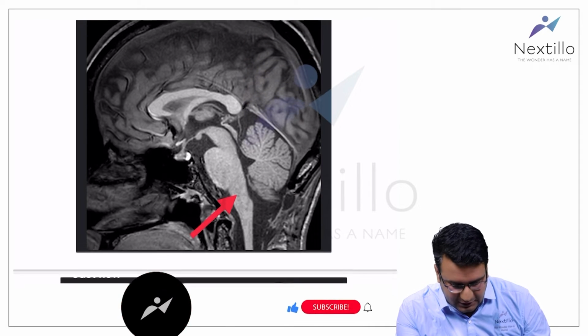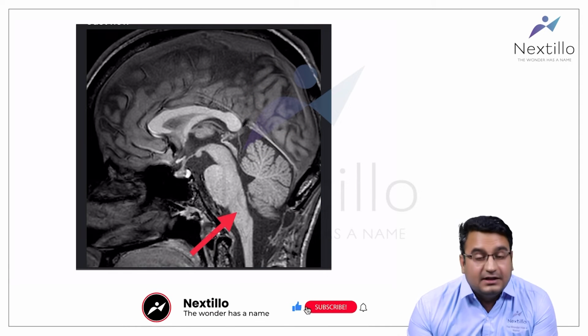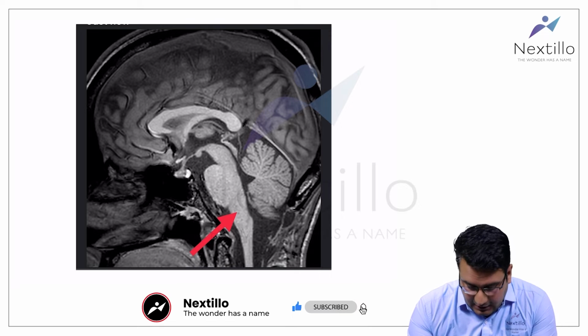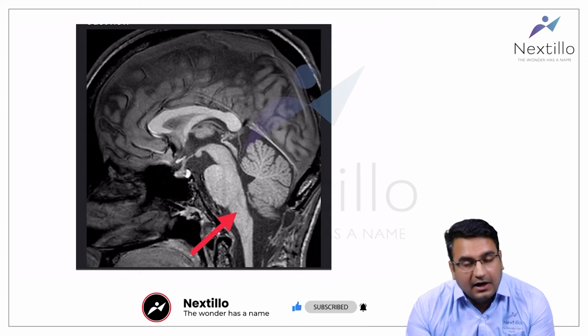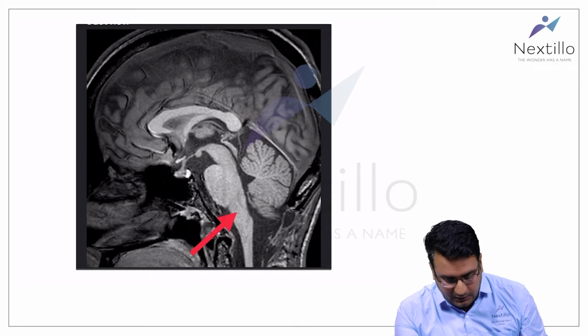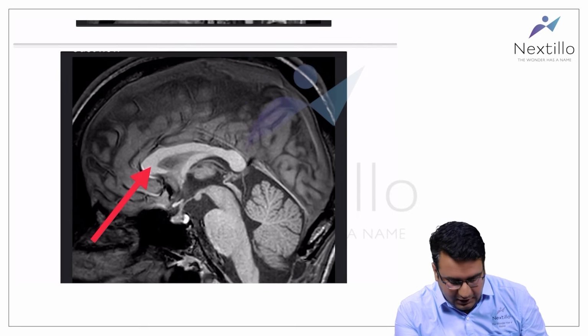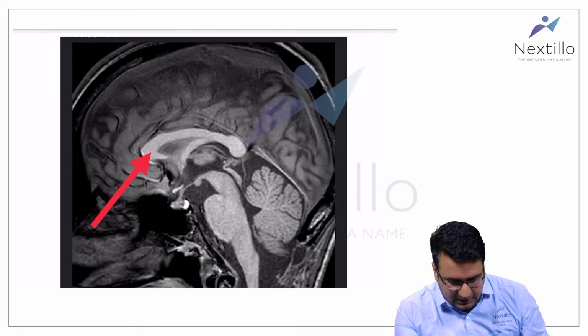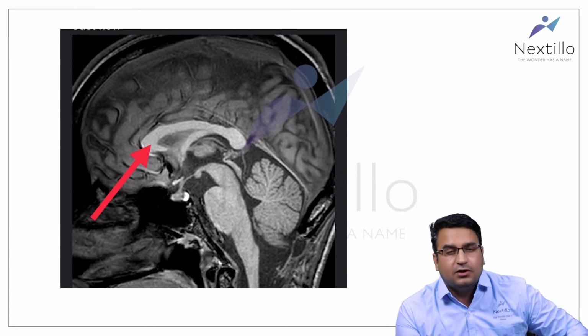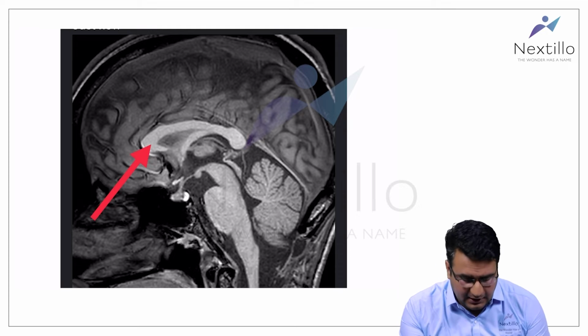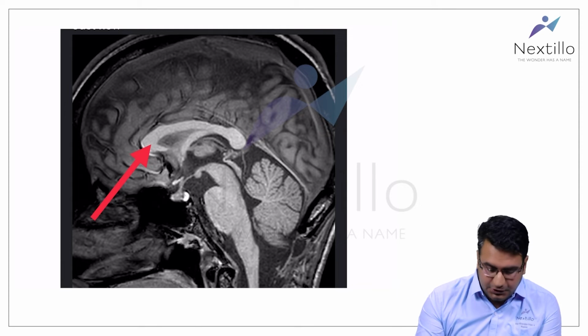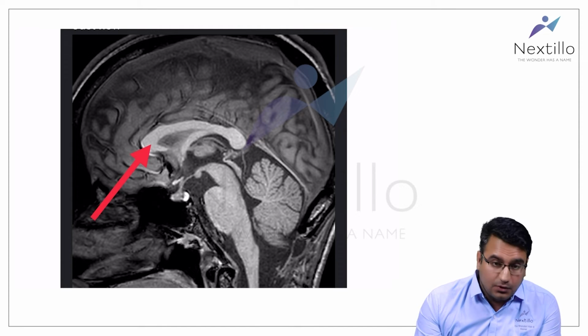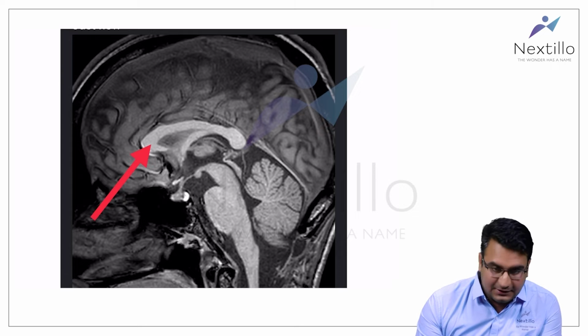Now, let's go to the second part. A sagittal section image is given and a part is marked. Try to answer it. Now, let's move to the third image. Again, a sagittal image of brain MRI is provided and a part is marked. Try to answer the question. Don't worry if you are not able to answer, we are going to discuss it.